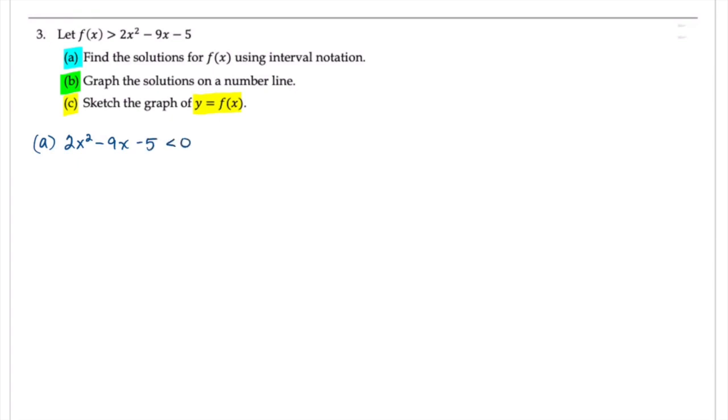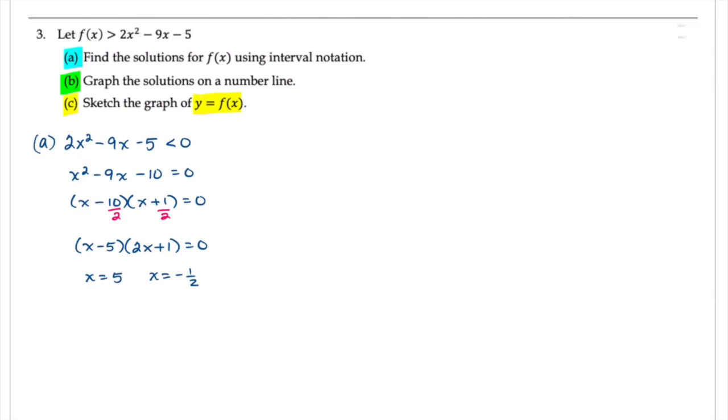At this point, let us start using our factoring skills to factor this and find the roots or critical numbers. All right, so we have these possibilities. For part B, since I'm going to need to graph it, I'll put it on this side here. We have the number -1/2 and the number 5.